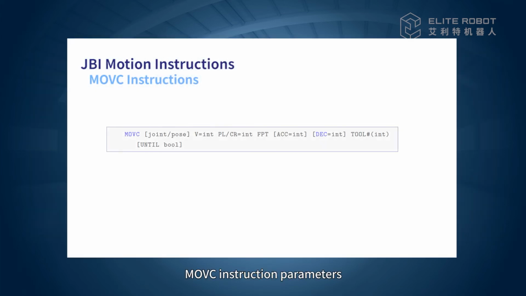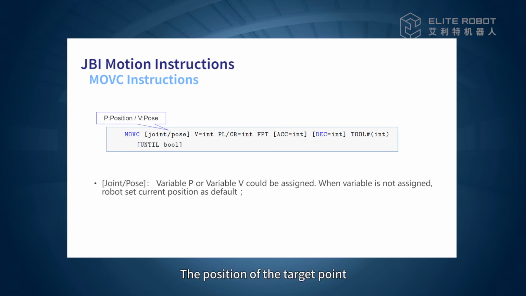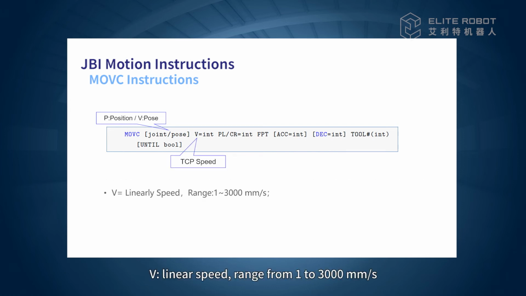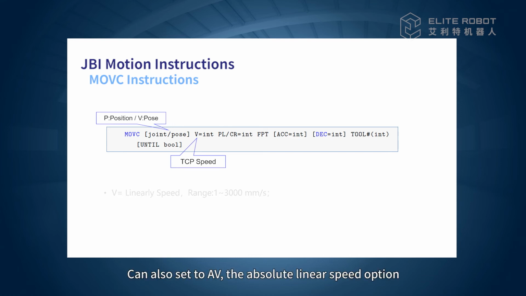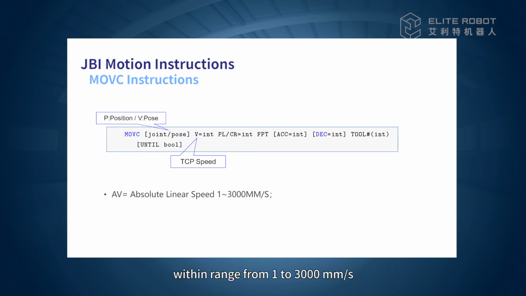MOVC instruction parameters. Joint/pose is the position of the target point, which can be a P variable or a V variable. By default, it indicates the current position. V is the linear speed, ranging from 1 to 3,000 millimeters per second. It can also be set to AV, the absolute linear speed option, within a range from 1 to 3,000 millimeters per second.